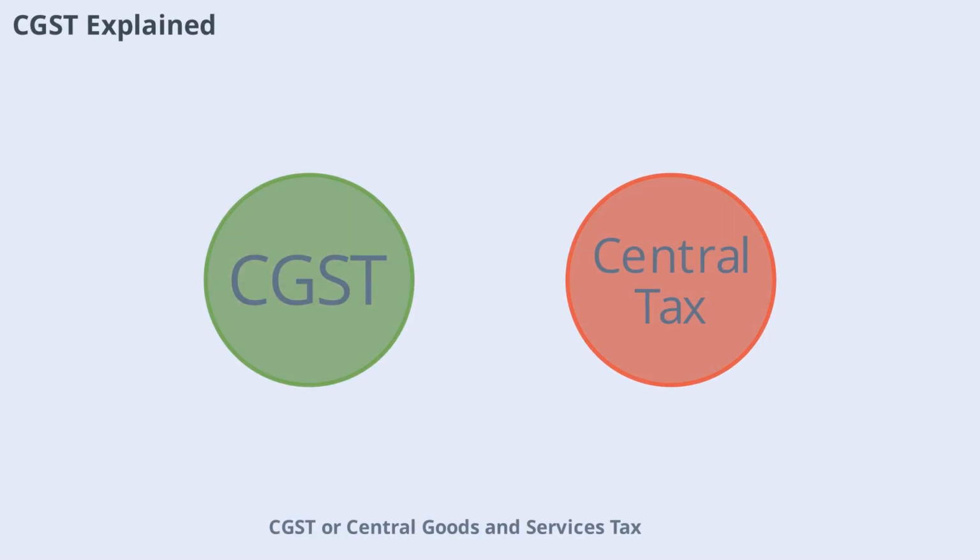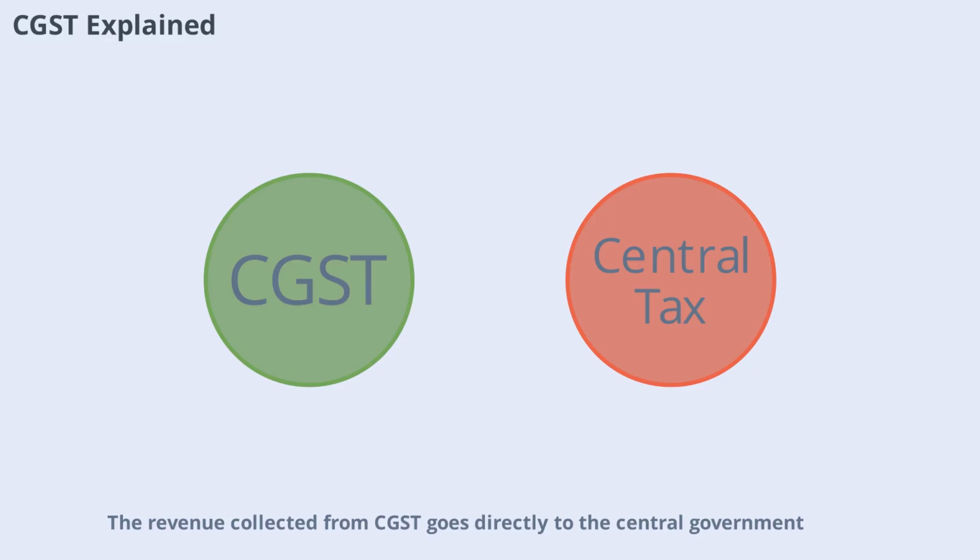CGST, or Central Goods and Services Tax, is levied by the central government on all transactions of goods and services within a state. It replaces previous central taxes like service tax, central excise duty, and customs duty. The revenue collected from CGST goes directly to the central government, making it a crucial component of the new tax system.